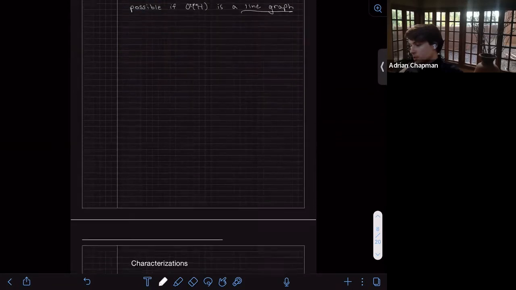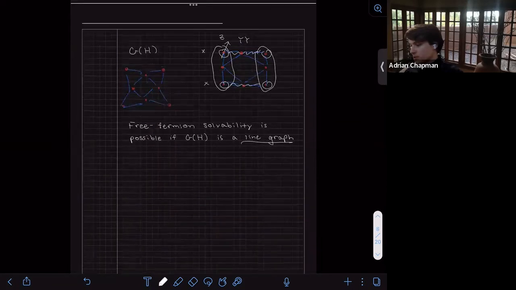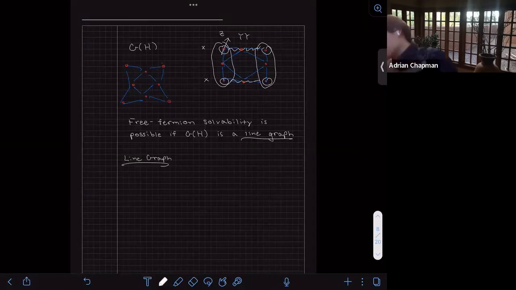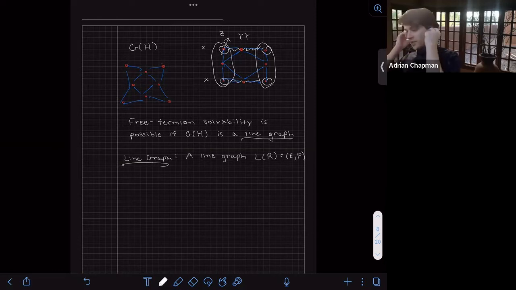Let me go down and define what I mean. Right, so a line graph is a graph that is derived from the edges of another graph. And so let me just write down its formal definition. A line graph L of R has vertex set suggestively called E and edge set now called F.